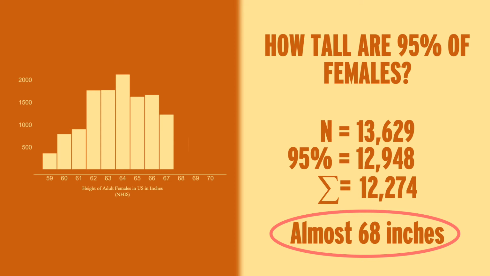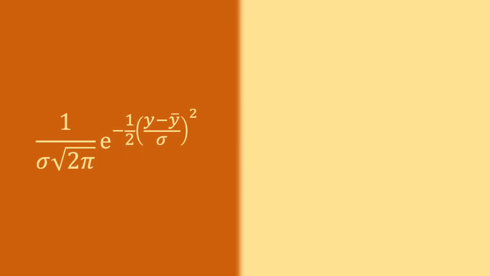One thing that we could have done was to sort our data to find the height of the 12,948th woman in the data. But that requires including all 13,629 pieces of information. The histogram, on the other hand, summarizes our data for us. We have turned those 13,629 pieces of data into 12, the height of each bar. But it's possible to reduce the amount of information that we need even further than these 12 pieces of information. To do that, we will use this.